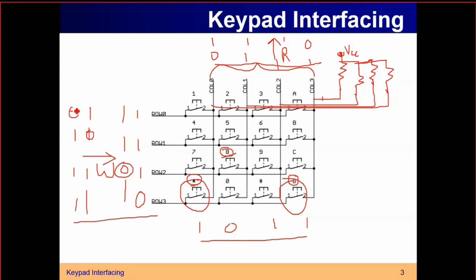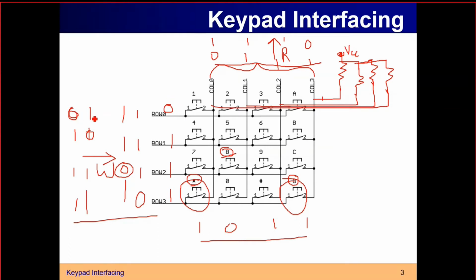So what will I do? First of all, say from here itself we will start. First of all, I will make row 0 as 0, all the others as 1. So 0 1 1 1 I will write. Then I will check. I will read the value. If it is 1 1 1 1, that means nothing is pressed. So I will leave this row.